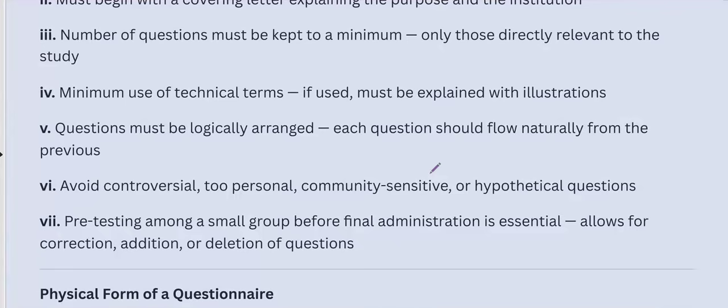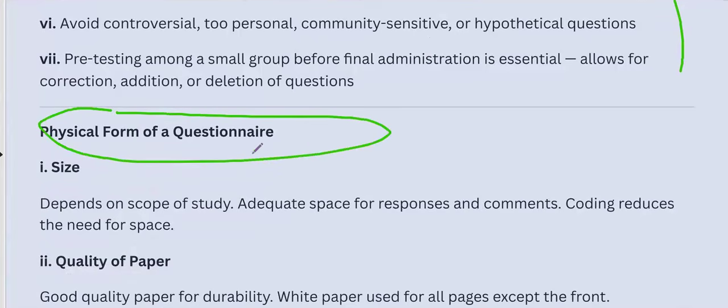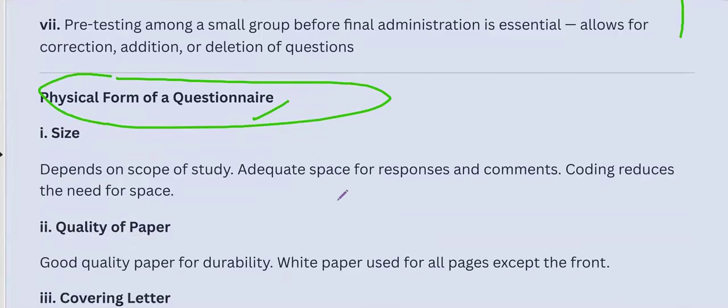And you can pre-test among your 2-3 friends and take feedback from them before launching it for the larger group of people. Then we have the physical form of questionnaire. Okay, so the physical form of questionnaire.